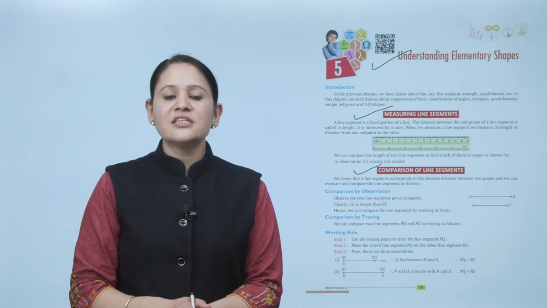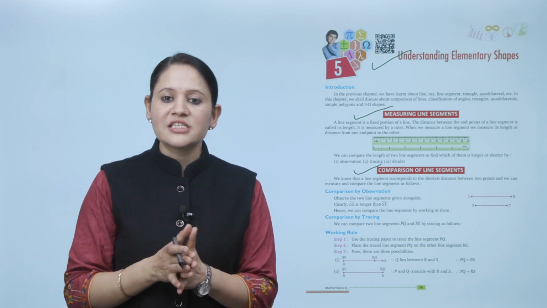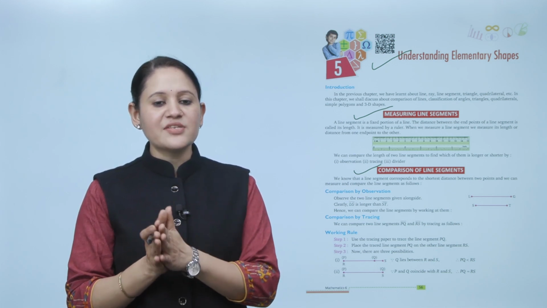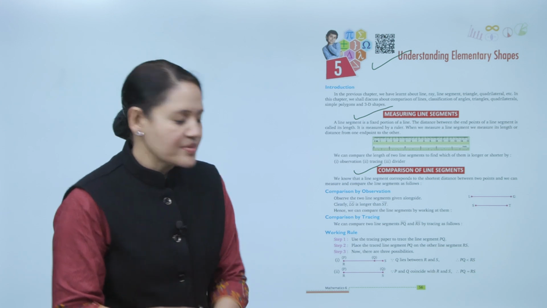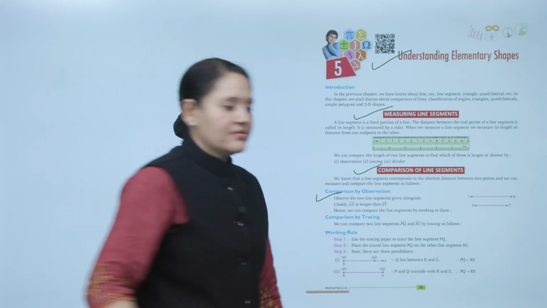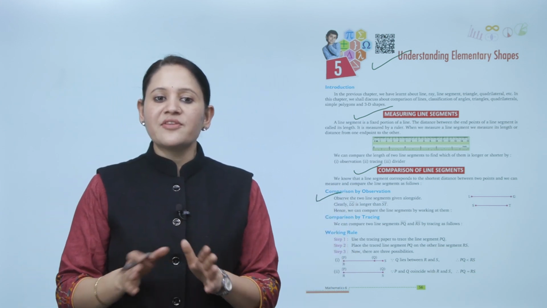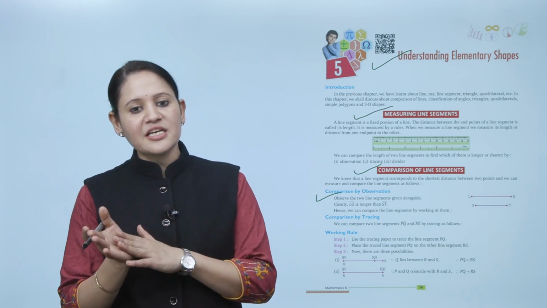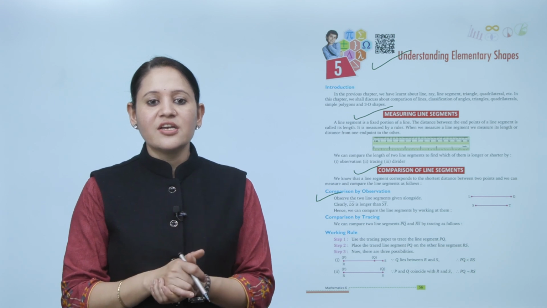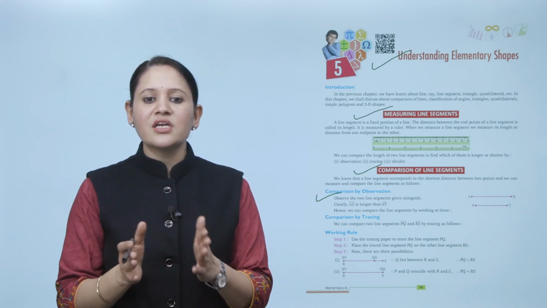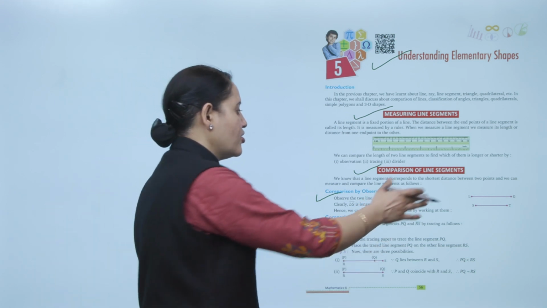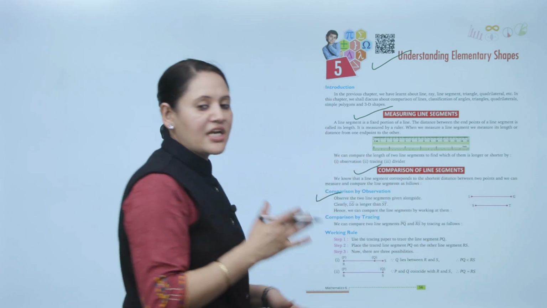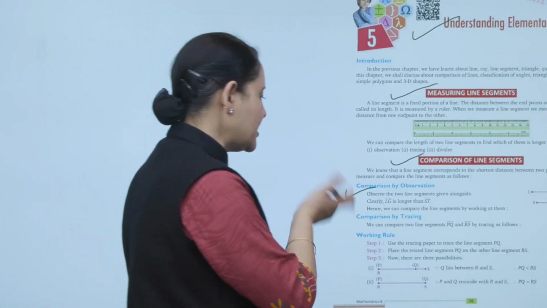We know that the line segment corresponds to the shortest distance between two points, and we can measure and compare the line segments as follows. First is comparison by observation. Observe the two line segments given alongside. Clearly, line segment LG is longer than line segment ST. Hence, we can compare line segments by looking at them. Here, because the difference is big, we can easily tell by looking at them which one is bigger and which one is smaller.